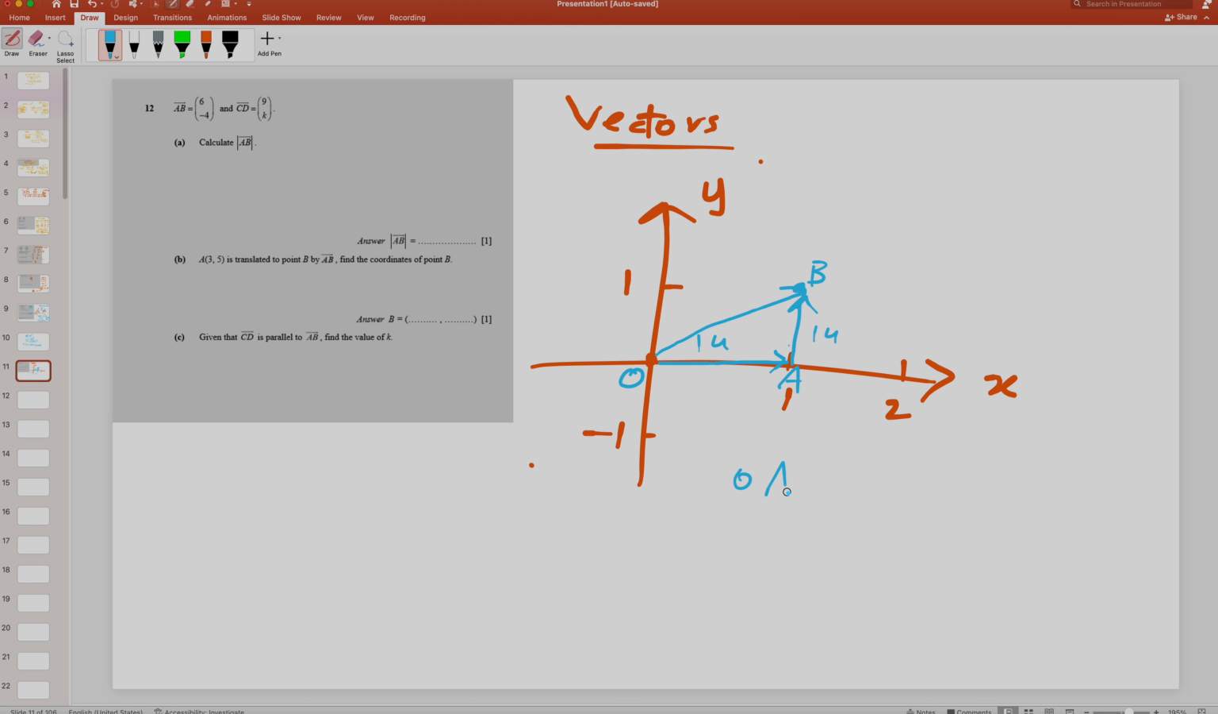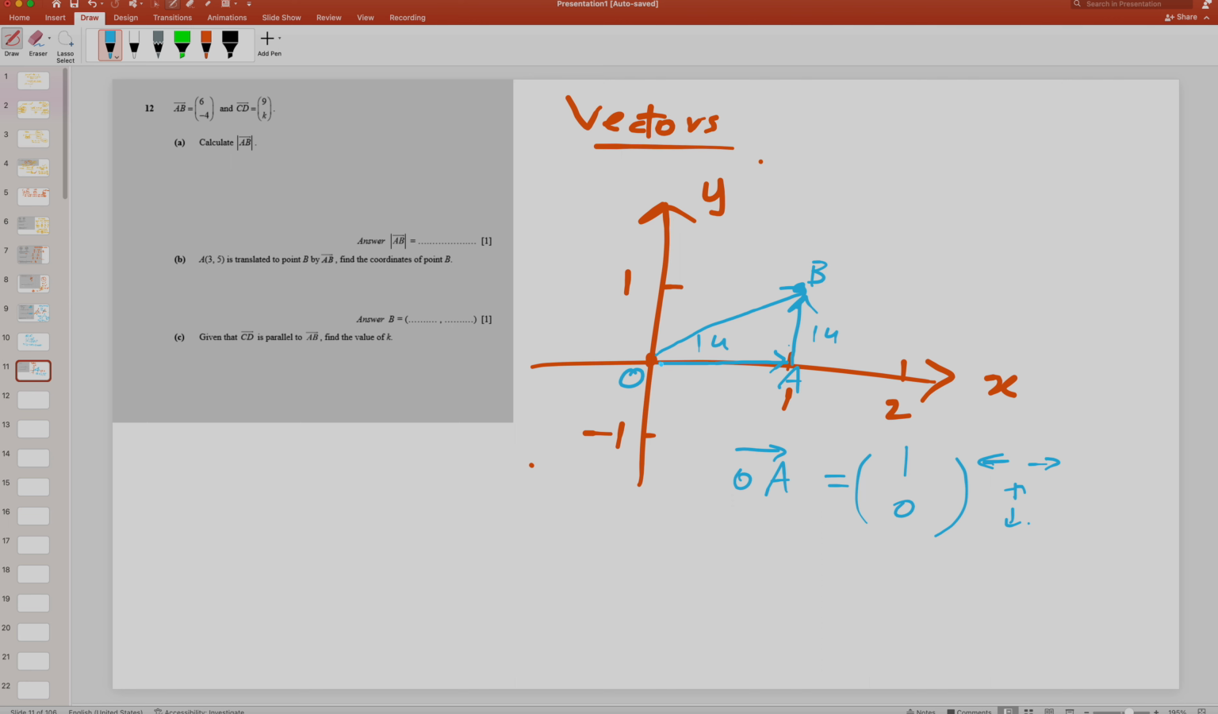So your OA means, the way to represent OA is OA starts with O, ends with A, and the arrow is from O to A. That's how you represent it. So OA is equal to what? OA is equal to 1 0, right? Yeah, 1 unit to the right, but nothing up or down, so it's 0. It's always the left right first, then the up down. Okay. So what's your OB?